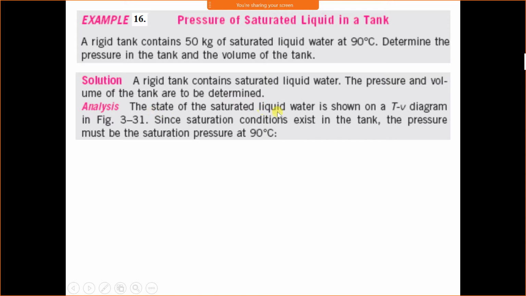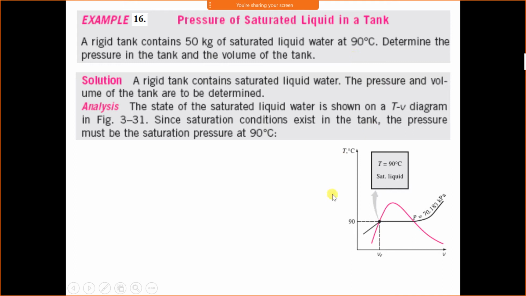The state of the saturated liquid water is shown in the TV diagram. Since the saturated condition exists in the tank, the pressure must be saturated pressure. Look at here. Saturated liquid is given at 90 degrees. If the liquid is saturated at this temperature, the pressure will be saturated. Therefore, from steam table, we will take the pressure at 90 degrees Celsius. Okay, look at this figure. This point is here. This is the saturated liquid line and the point is lying on it, and on the saturated line, corresponding temperature is saturated temperature and corresponding pressure is saturated pressure.